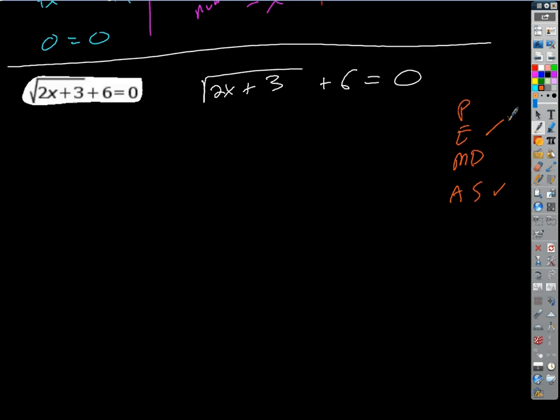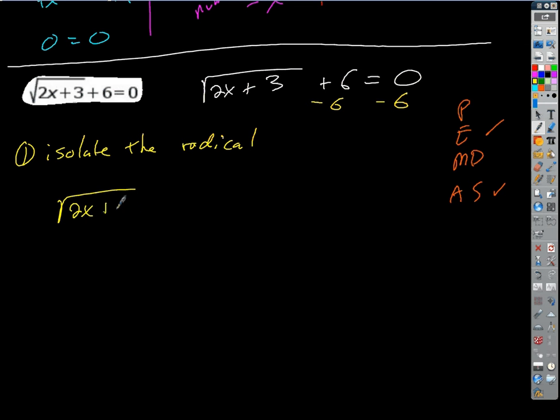So we can come up with a really simple strategy for solving equations like this. The first thing we're going to do is isolate the radical. Here we did that by subtracting 6 from both sides. We've got to get the radical by itself on one side. For us, that means subtracting 6 from both sides, and that's going to give us the square root of 2x plus 3 equals -6. Once we get the radical by itself, because that's an exponent, we've got to undo the exponent. That just means squaring both sides. So step 2.